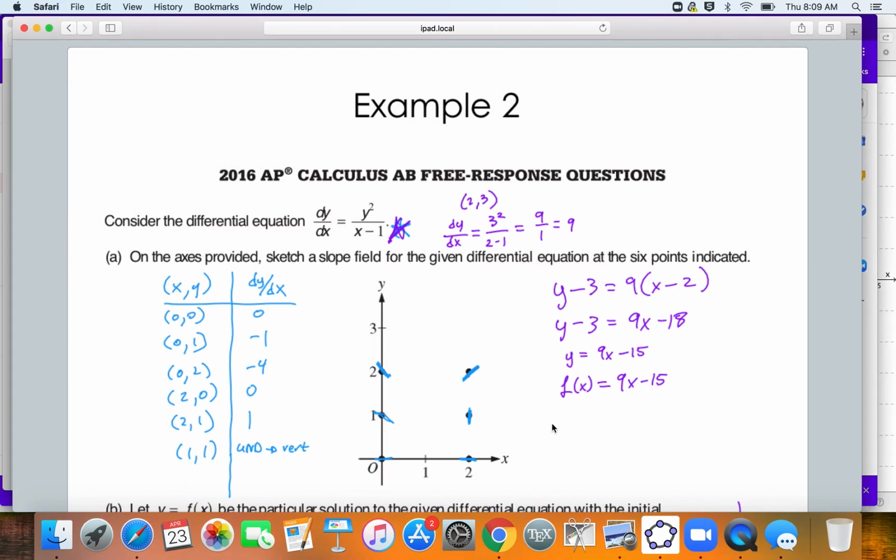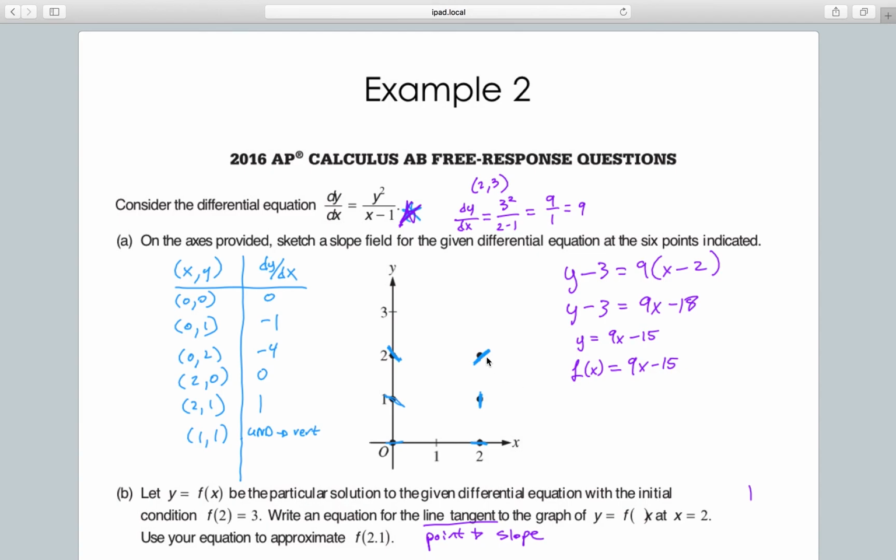So all we need to do to estimate what's going on at 2.1 is replace our x with 2.1. So this is going to give us 18.2 minus 15, which is 3.2. There's our answer.